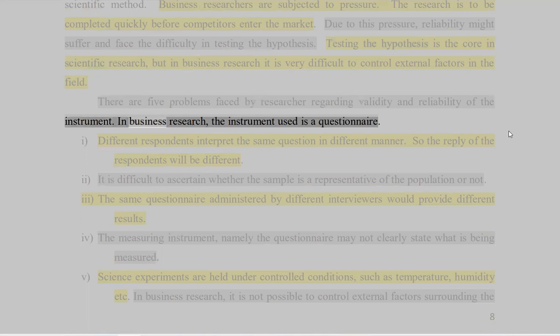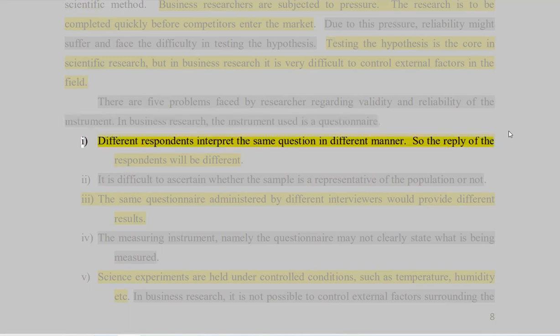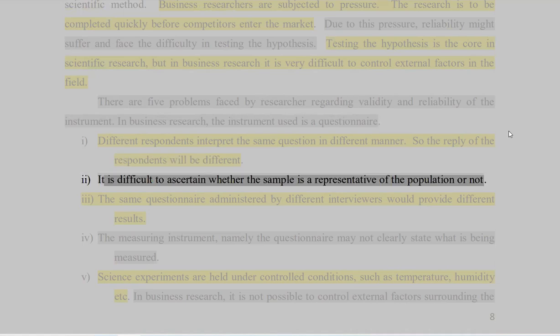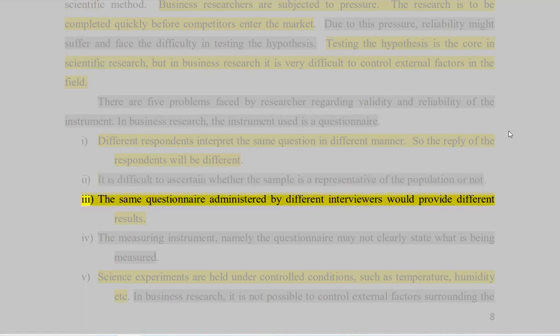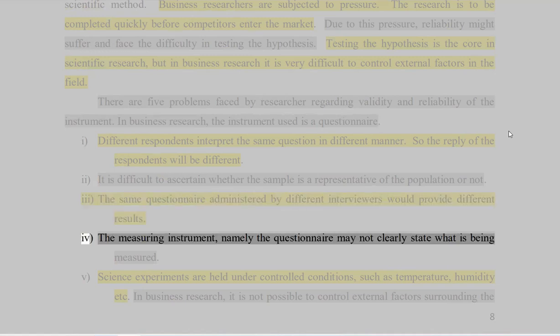instrument. In business research, the instrument used is a questionnaire. 1. Different respondents interpret the same question in different manners, so the replies of the respondents will be different. 2. It is difficult to ascertain whether the sample is representative of the population or not. 3. The same questionnaire administered by different interviewers would provide different results. 4. The measuring instrument, namely the questionnaire, may not clearly state what is being measured.